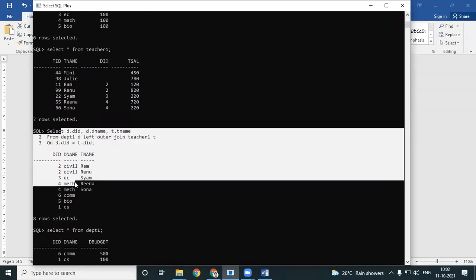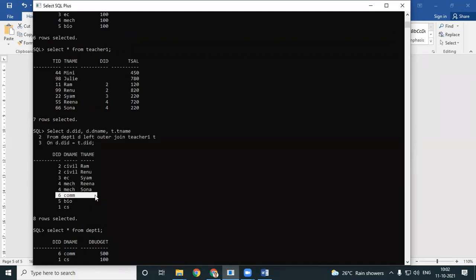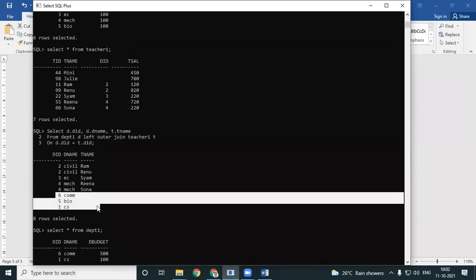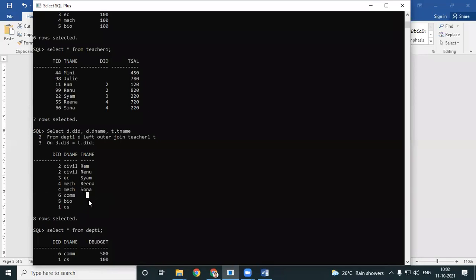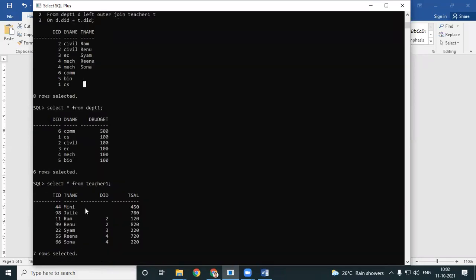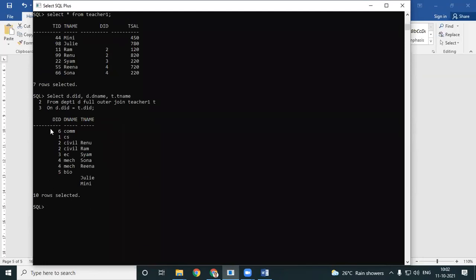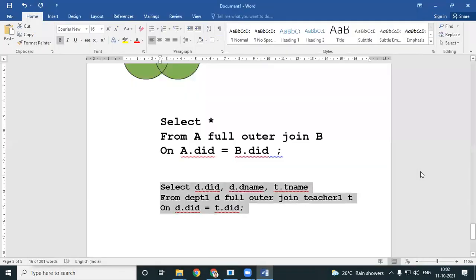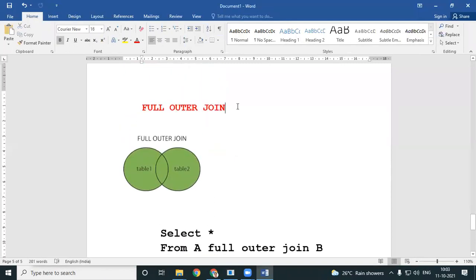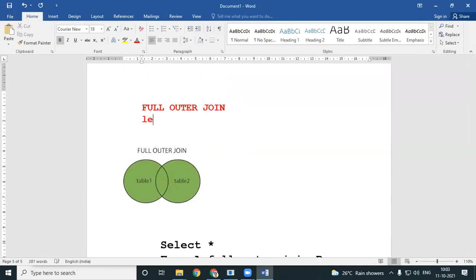Okay, yeah, this is my left outer join. In the left outer join, I do have commerce, bio, CS with nulls over here. If you look into my full outer join, commerce, CS, bio, those have also come in. So I can give a very simple definition for my full outer join: full outer join is nothing but my left outer join plus the right outer join.